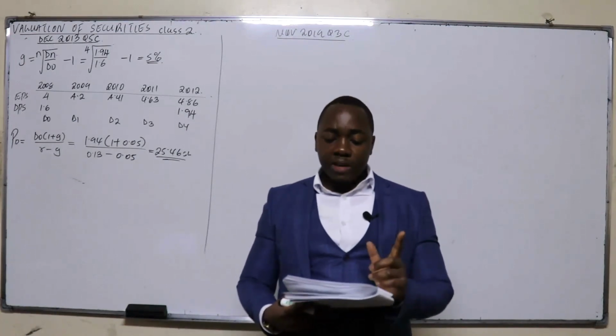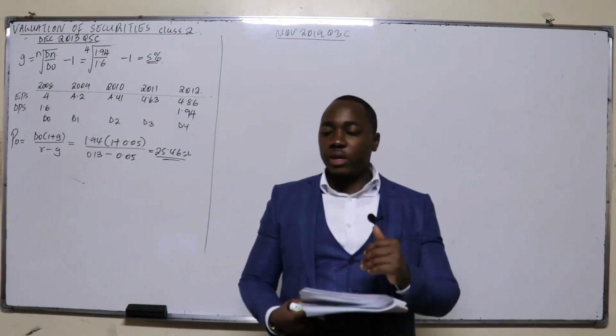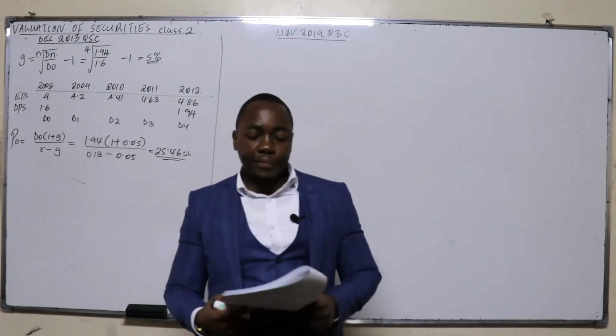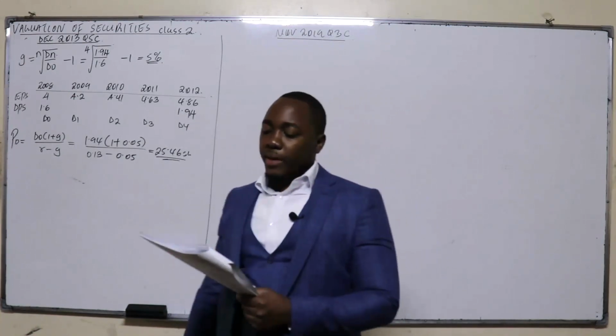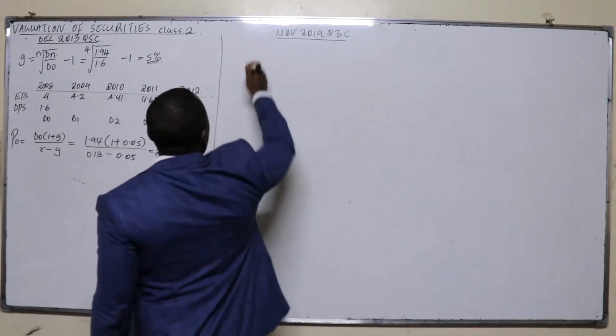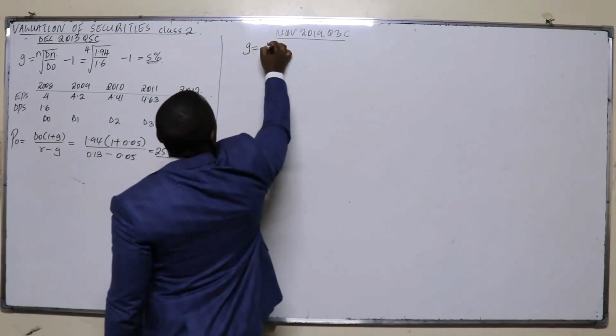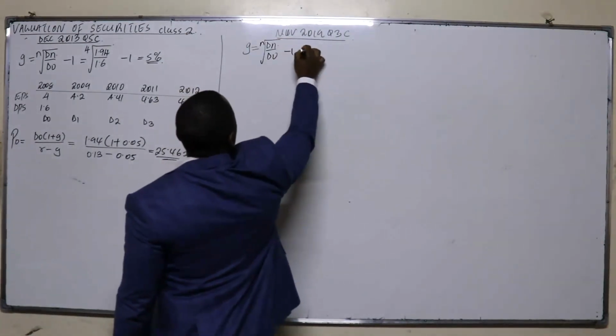Now, while you have the dividend per share, can you indicate the first one as D0, D1, D2, D3, D4, like that? So that means we can be able to determine the growth rate: DN over D0, nth root, minus 1.